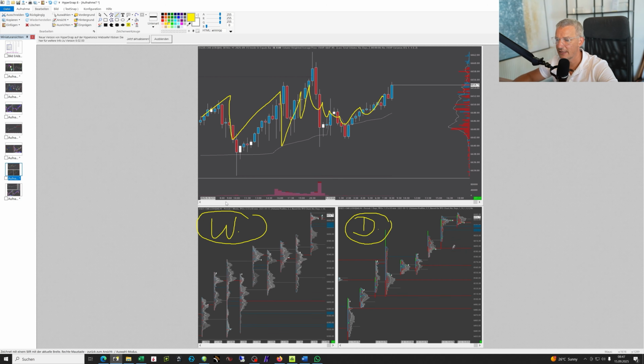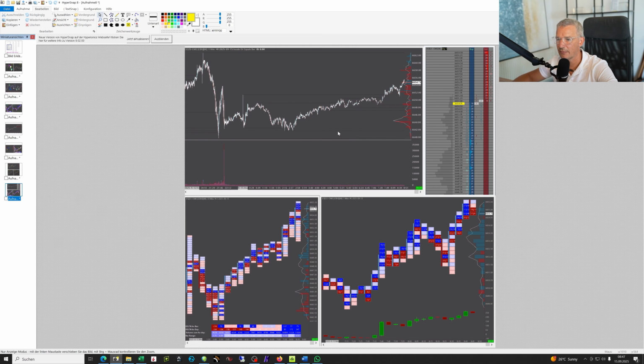For example, I then identify the relevant levels for myself and transfer them here into my chart window and take a look. Then I check whether the market provides me with the information I need in the footprint to organize counter trading, trend following, or even breakouts for myself. And this trilogy is just awesome.